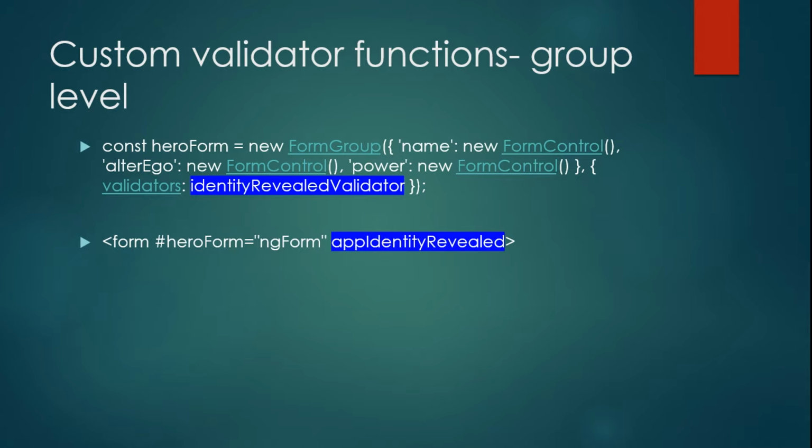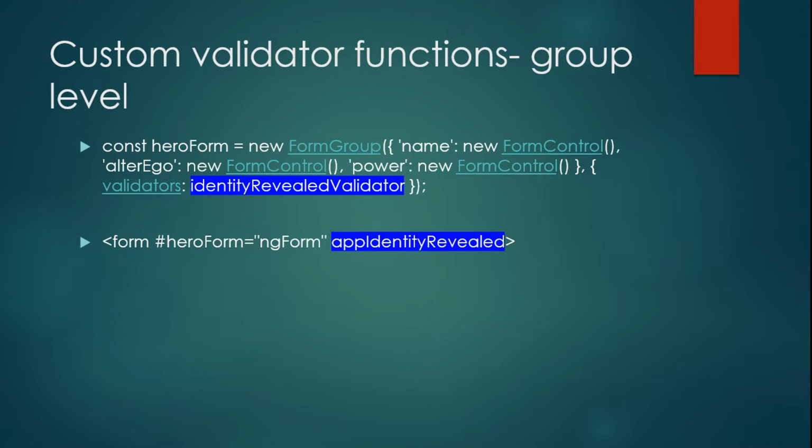So custom validator functions at group level, for example, to validate the data entered in the form control input, that is full name, which depends on the alter ego form control instance. If it depends on the other siblings of that form control instance, we define it at the group level, like this.